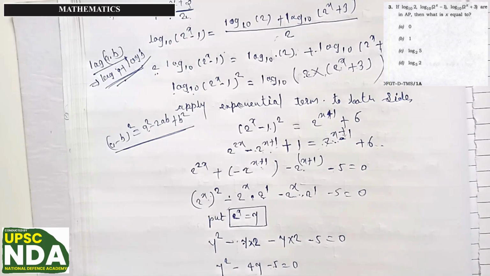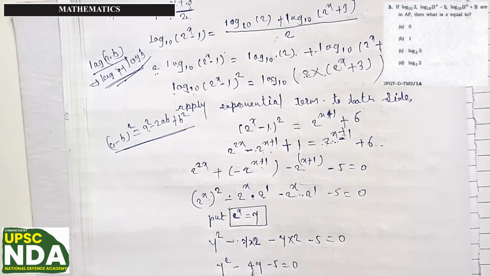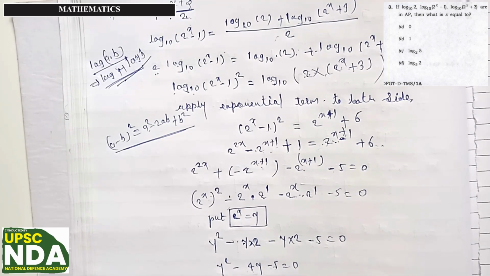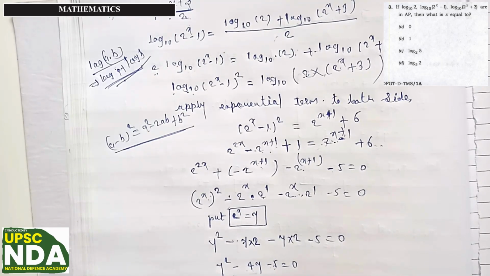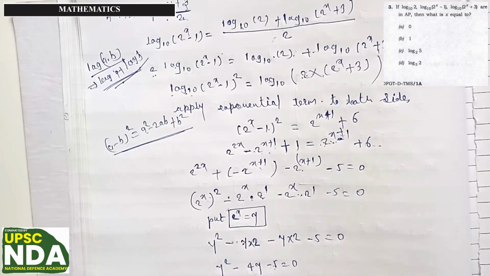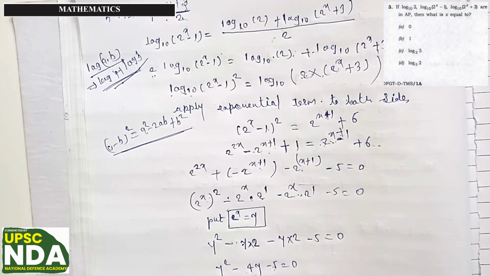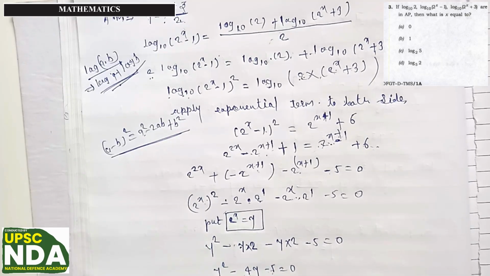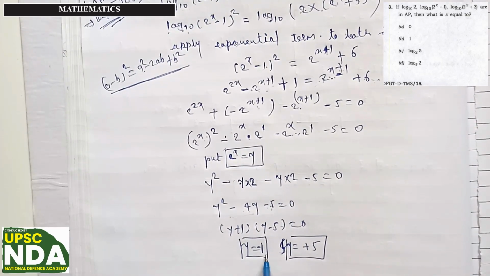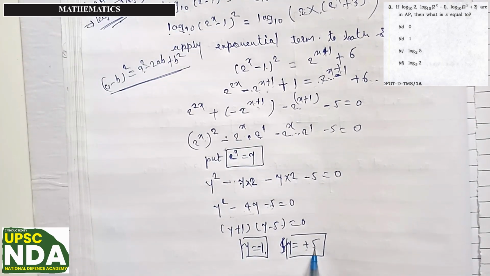So these are the two terms that we need: their multiplication is negative 5 and their addition is negative 4. Minus 5 plus 1 is negative 4, and their multiplication, minus 5 into 1, is minus 5. So I got the values for y: y equals negative 1 and y equals positive 5. We got the two roots of our quadratic equation.